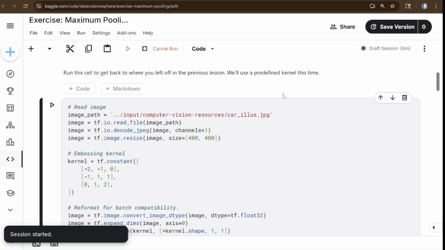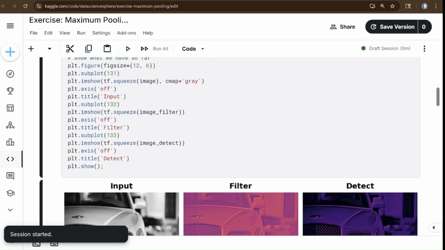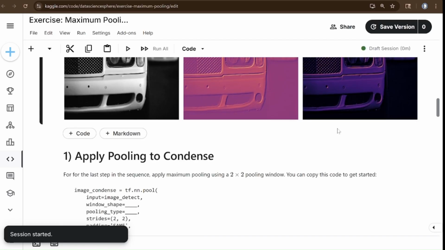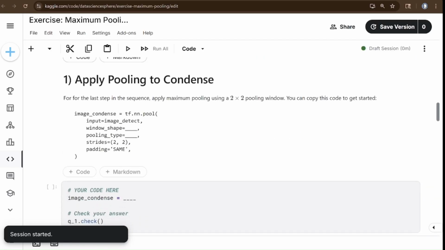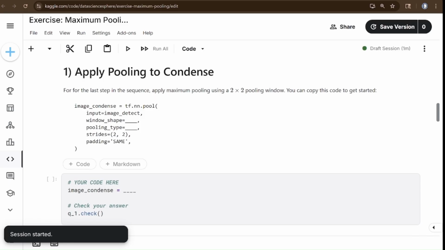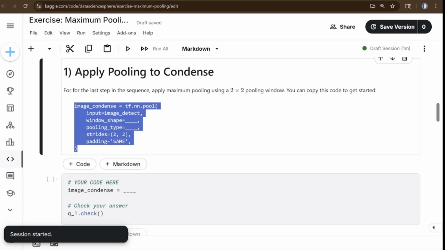We will use the predefined kernel this time. See, input, this is the filtered image after ReLU. Now we are going to do the condense part. For the last step in the sequence, you have to apply maximum pooling with a 2 by 2 pooling window. You can copy this to get started. They have told us to copy, so let's copy.